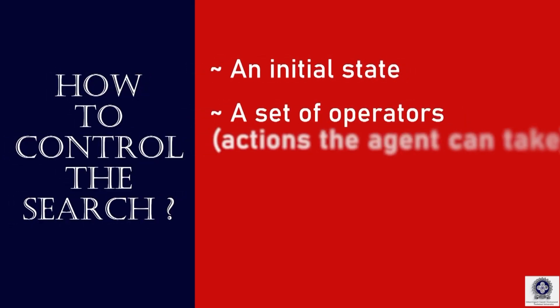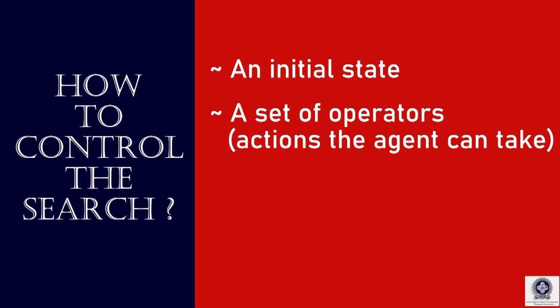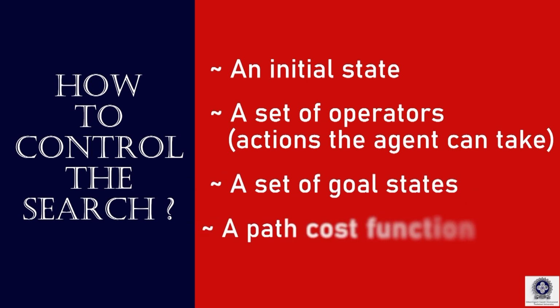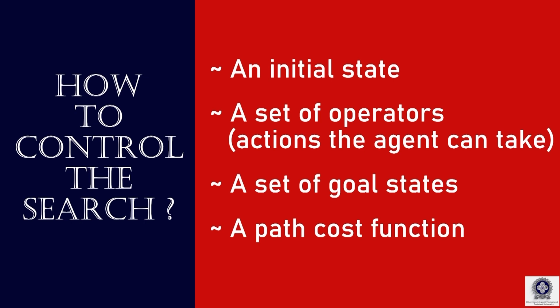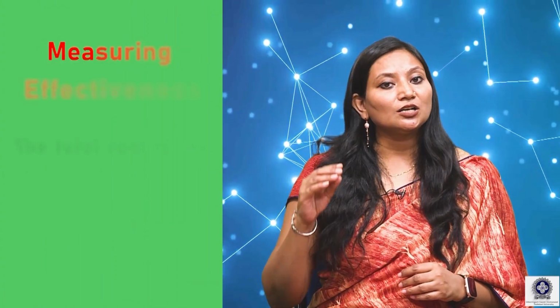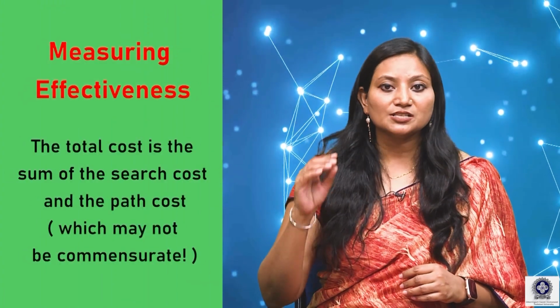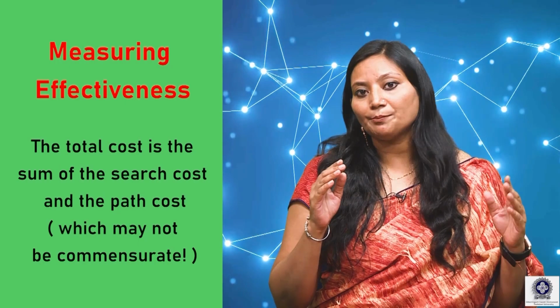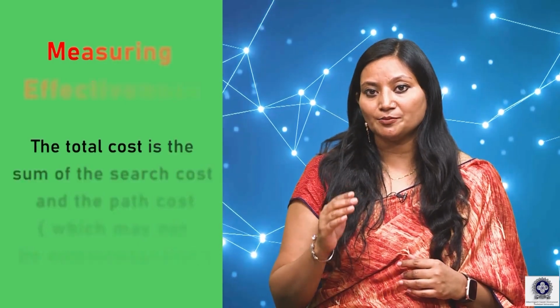How to control the search? An initial state where the problem starts. A set of operators, meaning actions the agent can take. A set of goals where the problem ends. A path cost function which determines how much cost that node contains. Measuring effectiveness: the total cost is the sum of the search cost and the path cost, which may not be real.